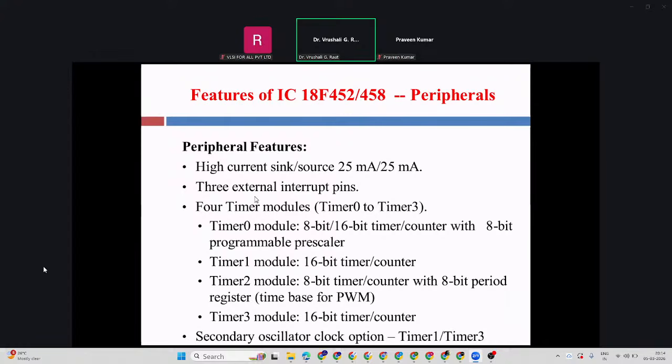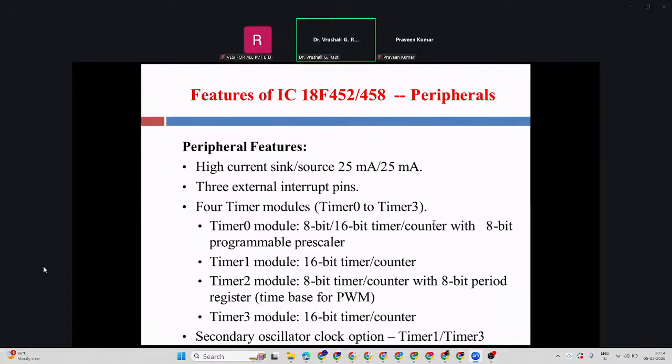Then, 3 external interrupt pins. How many external interrupts? 3 external interrupt pins are available. So 3 external interrupts we can set in the case of 18F. 4 timer modules are there, from timer 0 to timer 3: 0, 1, 2, 3. That way, 4 timer modules are available. And we'll check how these timers are. Timer 0 module, how is it? It is an 8-bit or 16-bit timer or counter.